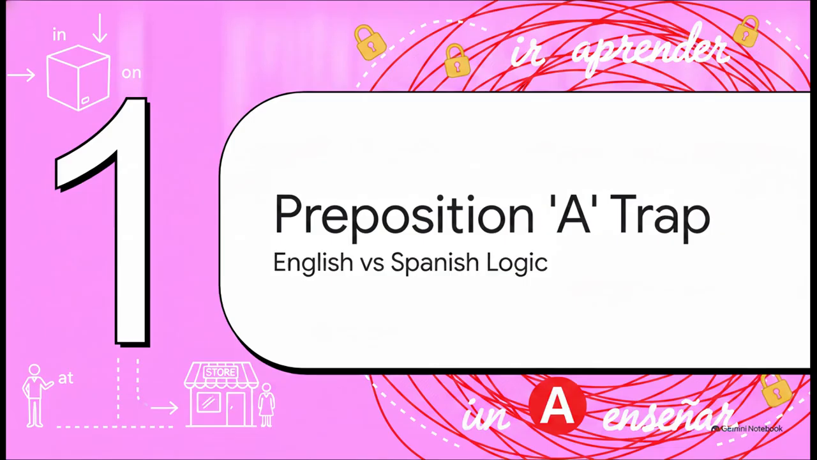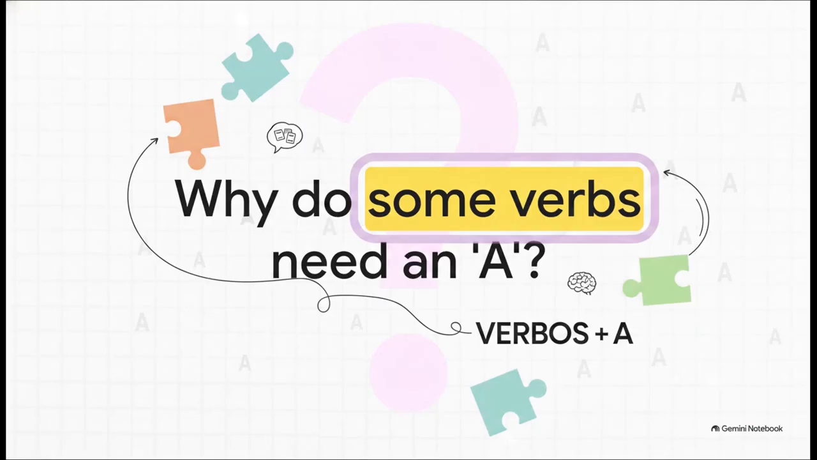All right, part 1. The preposition a trap. Now, you might be wondering, what exactly is the trap? Well, the biggest pain point for us English speakers is our heavy reliance on English logic. In English, prepositions usually indicate a physical location or direction, right? Like you're in the box, on the table, or at the store. But in Spanish, certain verbs are just permanently married to the preposition a, regardless of whether there is any physical direction involved at all. You literally cannot separate them without breaking the grammatical rules.